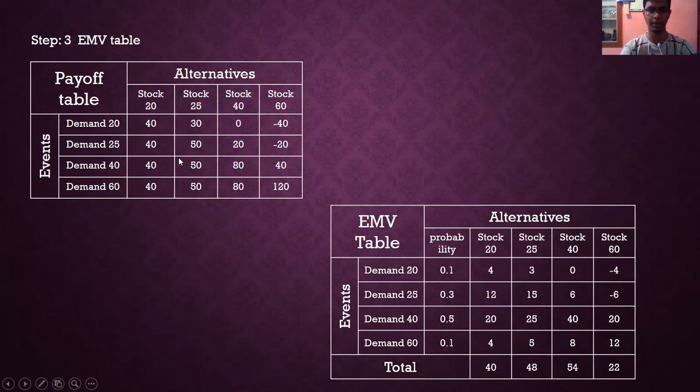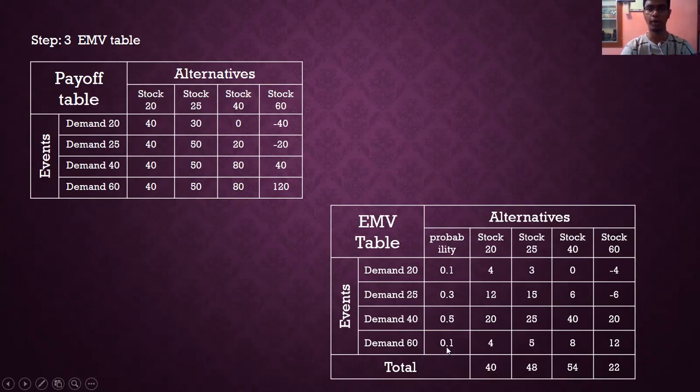So 0.5 into 40 will give us 20. Then 0.5 into 50 will give us 25. Then 0.5 into 80 will give us 40. Then 0.5 into 40 will give us 20. So this row is done. Now we'll go with the next row, which is demand 60, and the probability for this is 0.1.